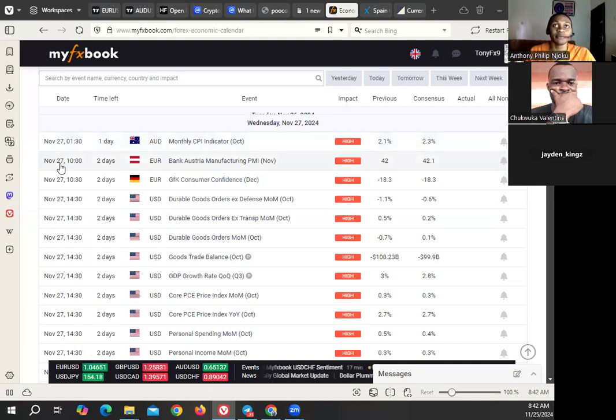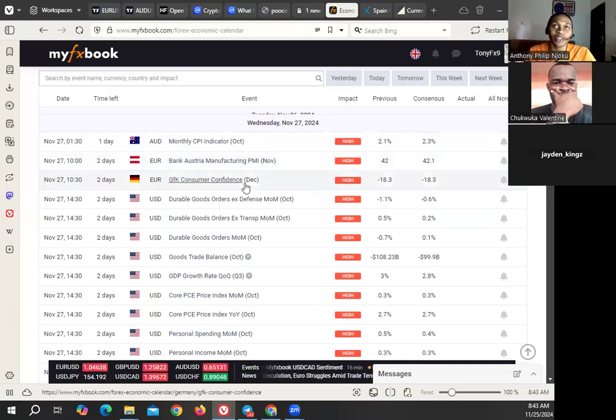Then by 10 a.m., we have Bank Austria Manufacturing PMI. It has to do with the manufacturing sector. Are they getting more orders? Are they getting more deliveries and so on and so forth? Over here the consensus is saying 42.1, which is higher than 42, which is good. So by 10 a.m. on Wednesday, if we see something higher than 42.1, we buy euro against the dollar. But if we see something lower than 42.1, we sell euro against the dollar.